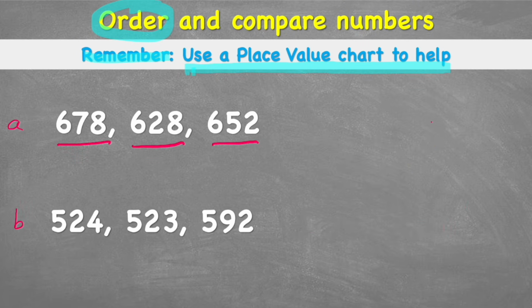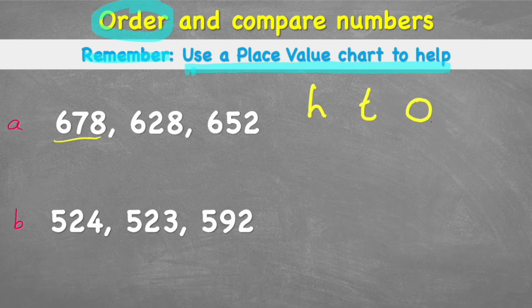But how can we look at these three numbers and see which one is the smallest and which one is the largest? Well, like our top tip said, we're going to use a place value chart to help us. So we're going to need our ones, our tens, and our hundreds, and then we're just going to put the numbers in place.